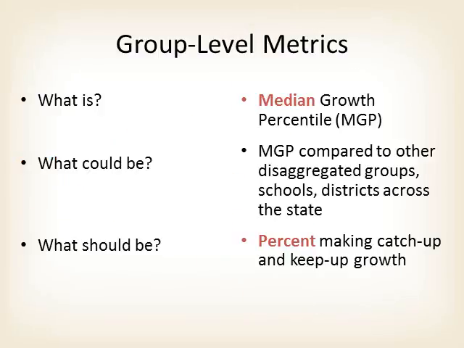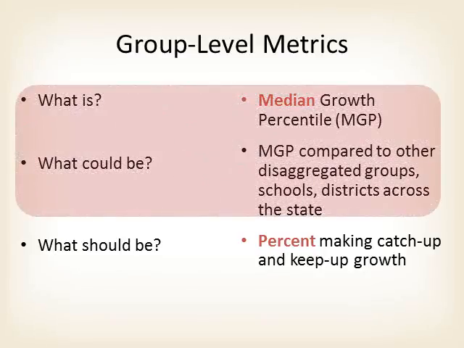To answer these questions, we look at summary or aggregate metrics. Aggregate metrics are calculated based on individual student metrics, SGPs or AGPs, for all of the students in districts, schools, grade levels, or in disaggregated groups. To figure out what is, we look at the median growth percentile for the group. To answer what could be, we compare median growth percentiles to other groups.